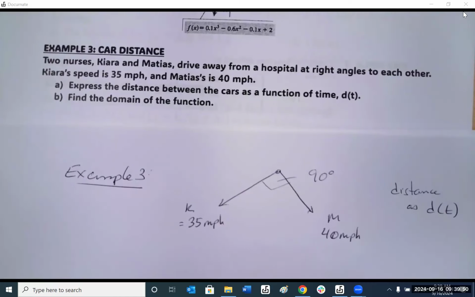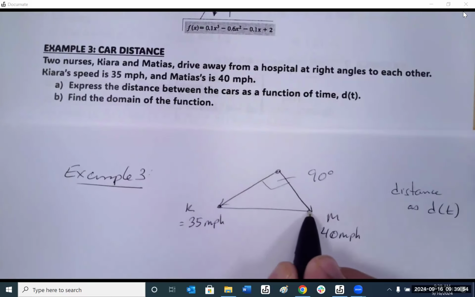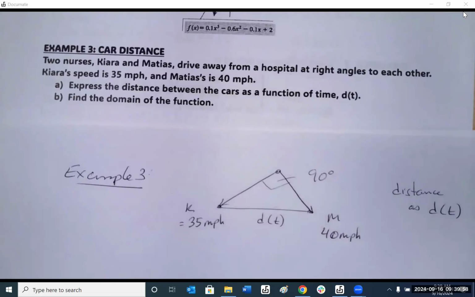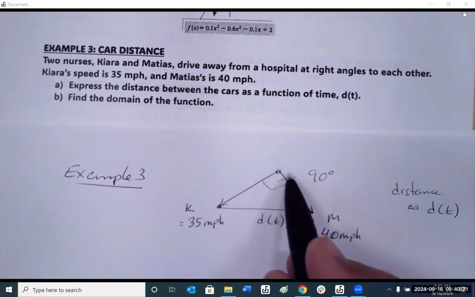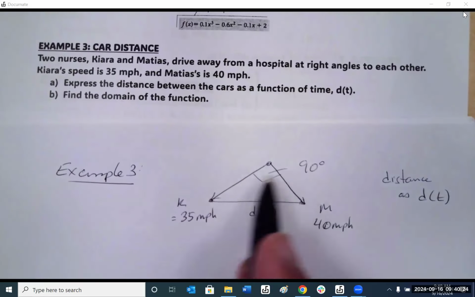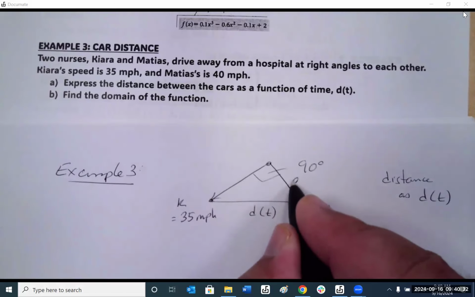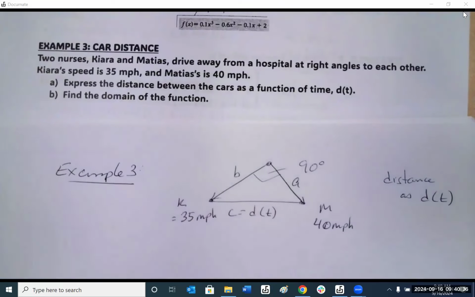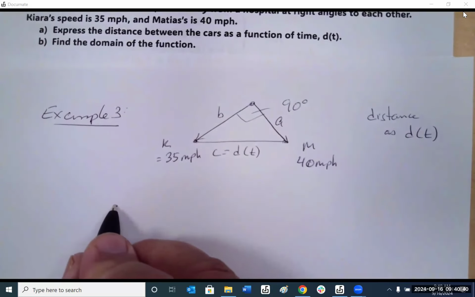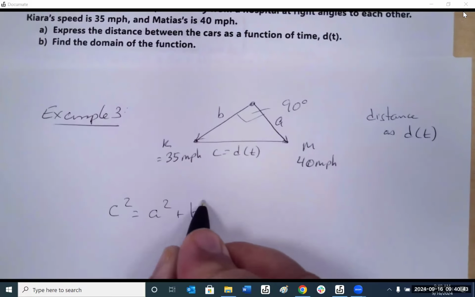So how are we going to figure this out? What we're looking for is the distance between these cars. That'd be 75? No. It would be 75 if I take this and that. Does that look familiar? Did we do this before? Exactly, yes. So we have a squared, b squared, c squared. So c squared equals a squared plus b squared.